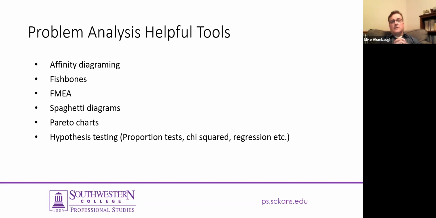During the problem analysis phase, there are some helpful tools that Lean Six Sigma practitioners are probably pretty familiar with. Affinity diagramming, fishbones, FMEAs, spaghetti diagrams, Pareto analysis, hypothesis testing, and so forth are all helpful tools, and more, by the way. It depends on your situation what tools you use, in conjunction with the Kepner-Tregoe questions and answers.